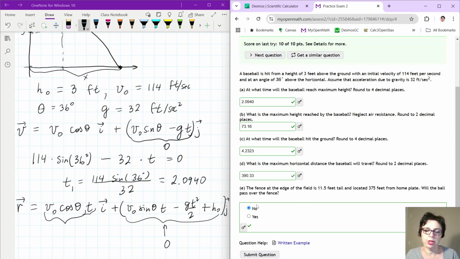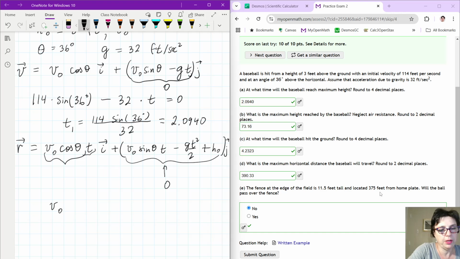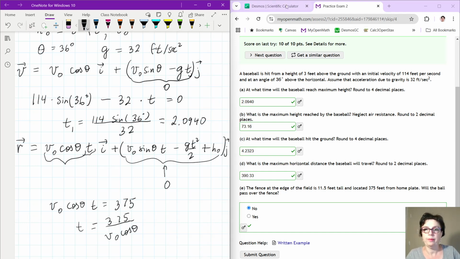Now, this question, how do you figure this out? It says the fence at the edge of the field is 11.5 feet tall and located 375 feet away from the home plate. So if you know that your horizontal distance is 375 feet, you know that V0 cosine theta t should be 375 feet. So you can solve this for t. You can take 375 divided by V0 cosine theta. That's going to give you what time that happens.